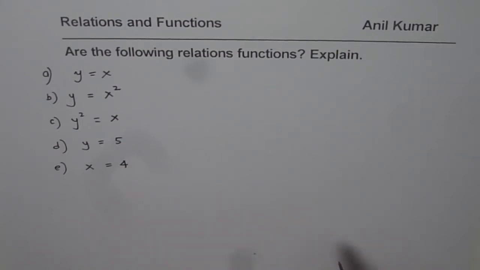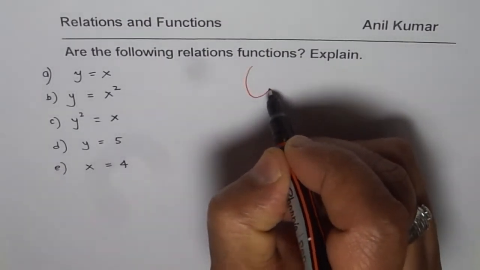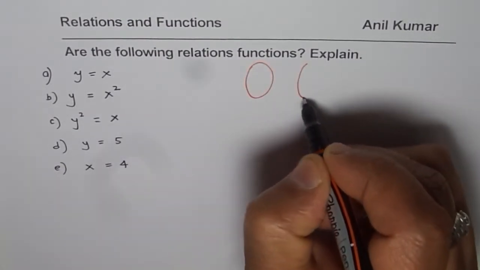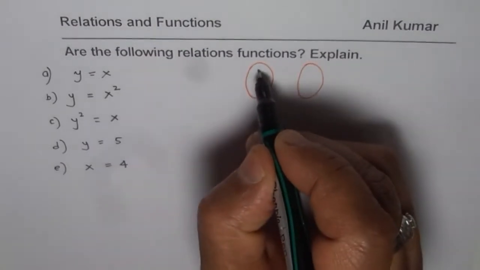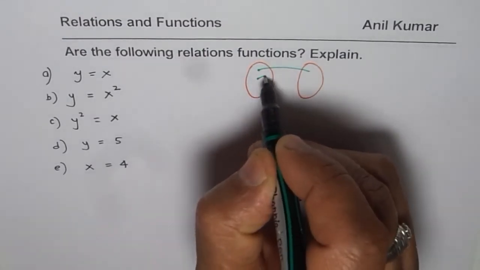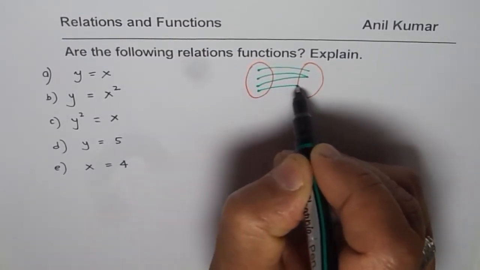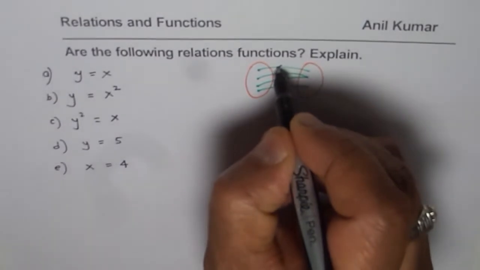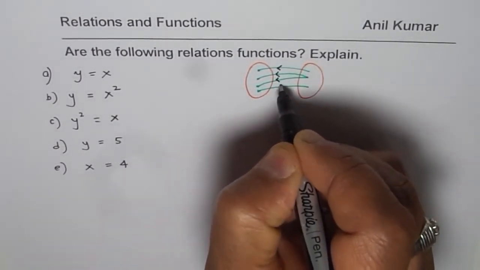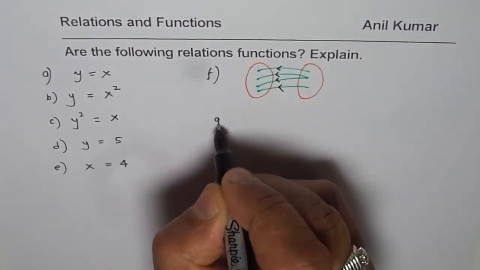Let me give you some more examples. Let us say this time I'll give you a mapping diagram, right? So I have a mapping diagram here. You have to say whether this relation represents a function or not. Okay, so what I will do is I need to draw some arrows, so I'm drawing arrows like this. That is F, not G.